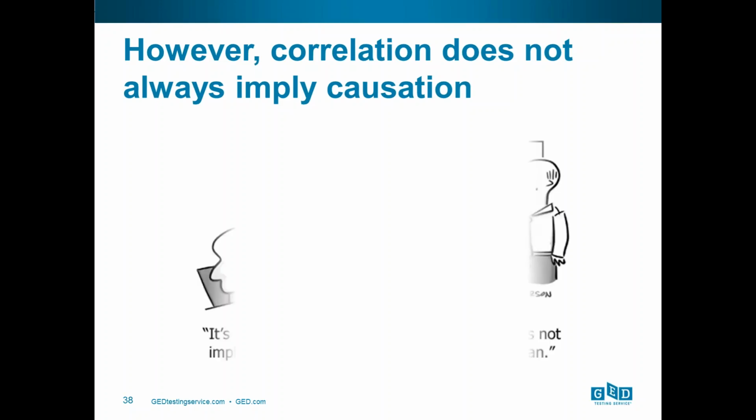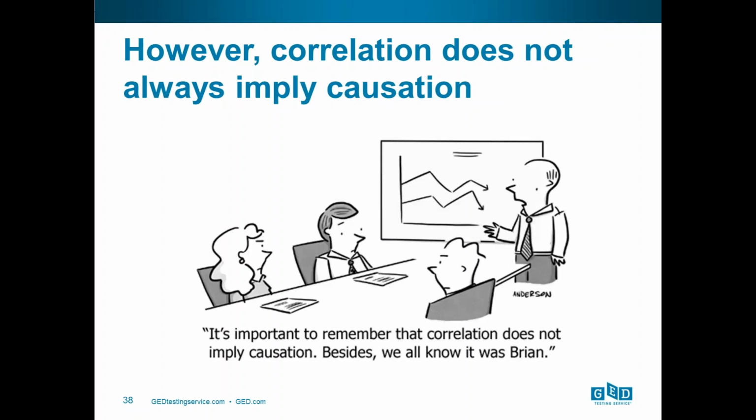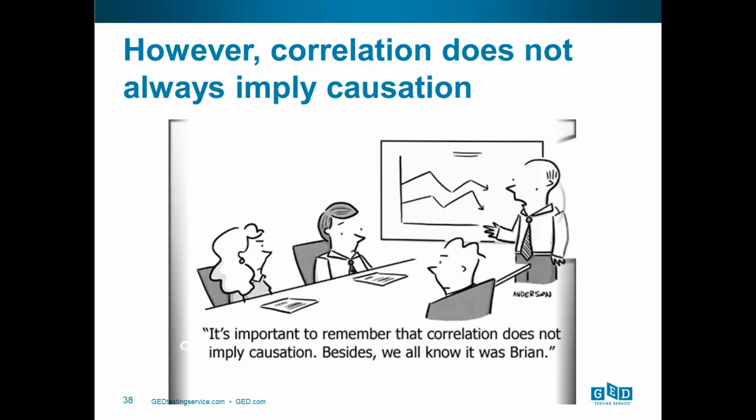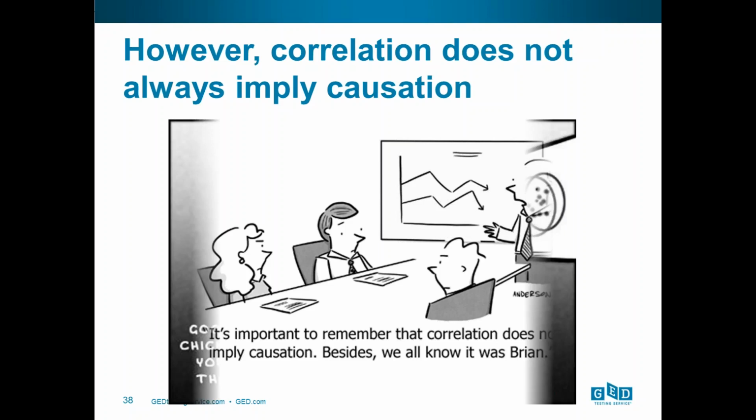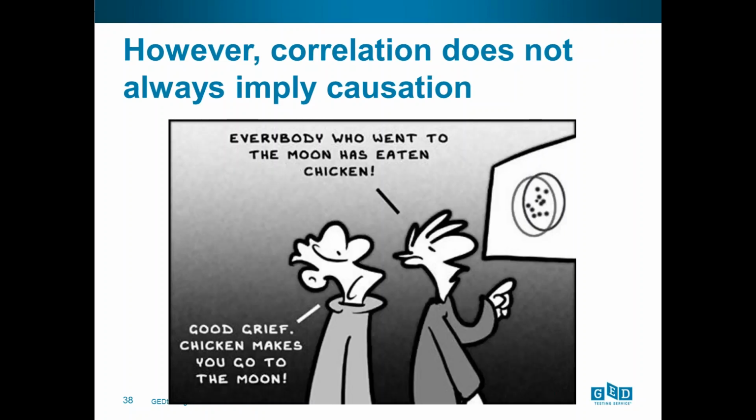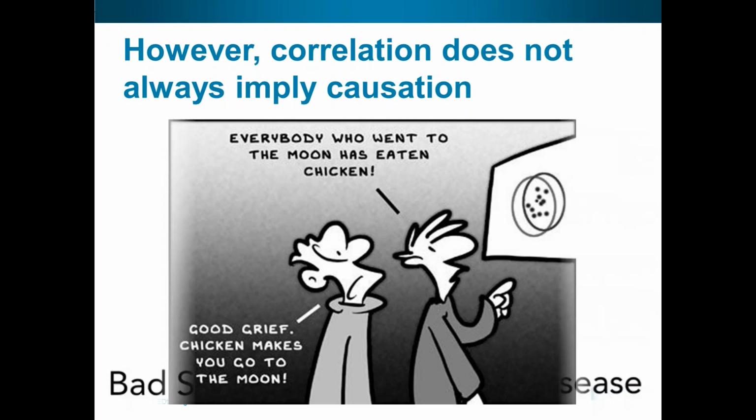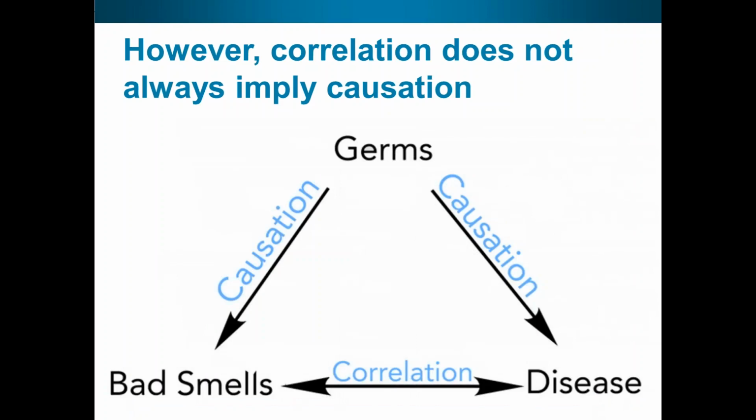Marvelous. Okay, just a couple cutesy ones. Correlation does not always imply causation, and I like some of these little things. It's important to remember that correlation does not imply causation. Besides, we all know it was Brian. Or everybody who went to the moon has eaten chicken. Good grief. Chicken makes you go to the moon. Believe it or not. Is that all you have to do? Well, sometimes it hits home a little bit because those two words can be a little difficult to understand. So again, our students do need to understand that correlation doesn't always imply causation.